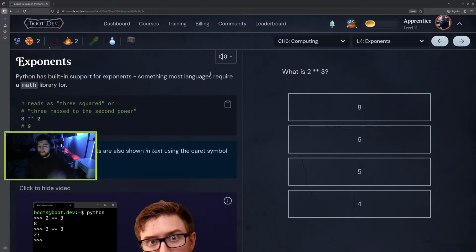Anyways, continue learning on Boot.Dev. See, it's very important that you guys know basic math. All right, what is 2 to the power of 3? That's 2 times 2 times 2, so it's 8.